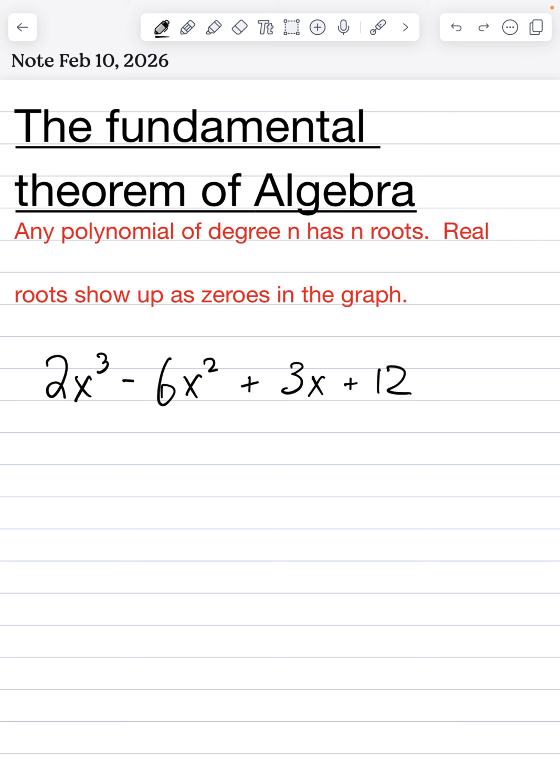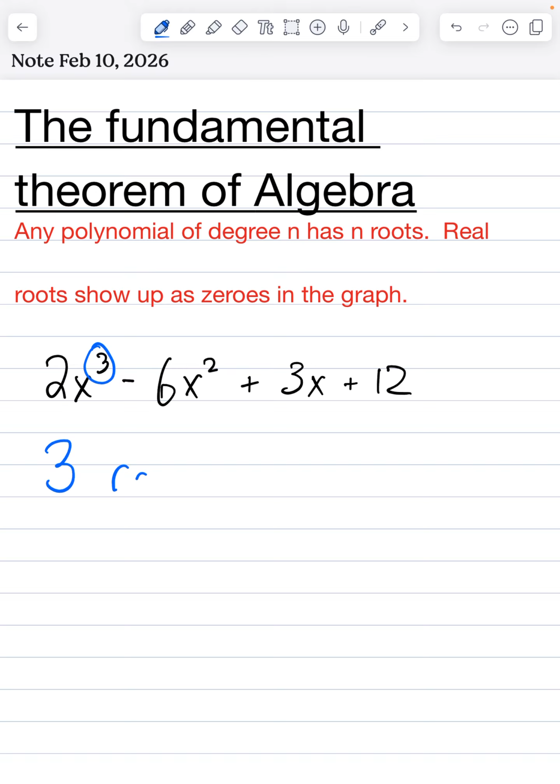So let's take a look at an example here. Let's say I have 2x cubed minus 6x squared plus 3x plus 12. What I want to do is look at the highest degree, right? That determines the degree of the polynomial. Over here, the highest degree is 3. So knowing that, I know this is a polynomial of degree 3. That means it has 3 roots.